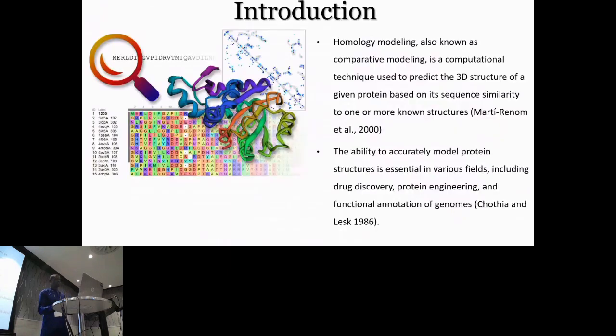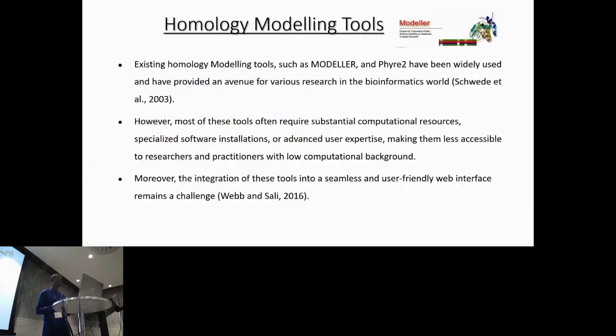So homology modeling, as we know, is a comparative modeling technique to predict the 3D structure of any given protein based on its sequence similarity to one or more known structures. And being able to accurately do this protein modeling is quite essential for drug discovery, protein engineering, functional annotation of genomes, and the likes. So we have some existing homology modeling tools, as we know, like Modeler, Phyre2. We know of the latest release of AlphaFold. And these have been widely used and have been an avenue for various research in bioinformatics, as we know.